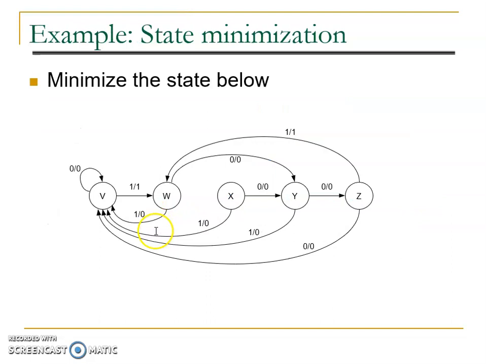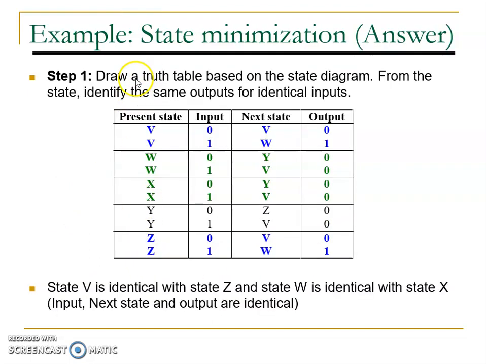Okay, so we look into an example of state minimization. Minimize the states below. We have states V, W, X, Y, and Z, so 1, 2, 3, 4, 5 states. We want to minimize these states. The first step is to draw a truth table based on the state diagram. Identify the same output for identical input.